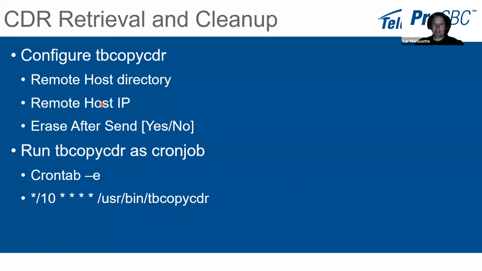Once you have done that, then you can configure the shell script that's called TB Copy CDR and change a few pieces of information in there. For example, the remote host directory, the remote host IP, and we want to erase the files after sending them to the server. Okay, so you open up this shell script, you change those parameters here, then you just need to use a cron job to run this TB Copy CDR application every X amount of time. So in this case, it's going to be every 10 minutes. We will run this file.